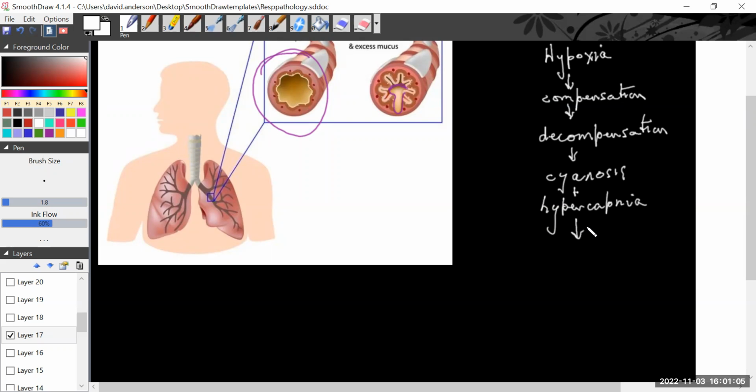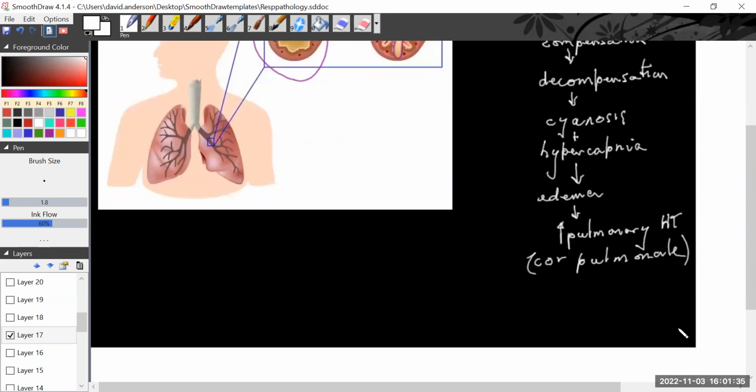This local edema, this edema, as a result of that chronic inflammation, increases pulmonary hypertension, otherwise known as cor pulmonale. And we know that the cor pulmonale is going to lead us to right-sided heart failure. So what started as a lung airway problem has become now a cardiopulmonary problem.